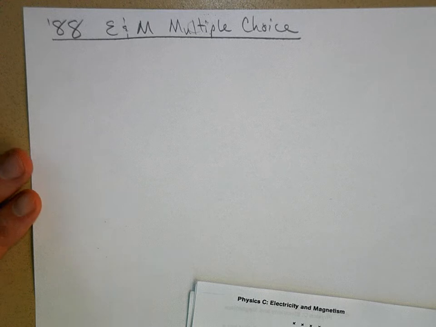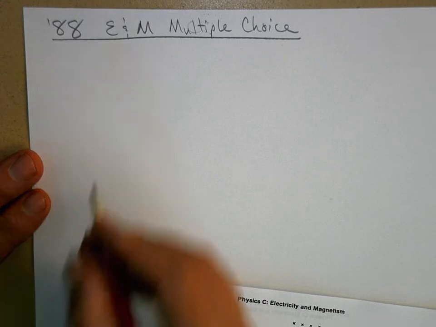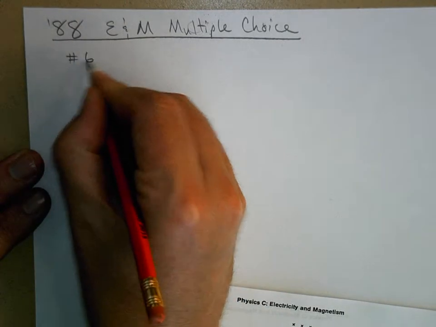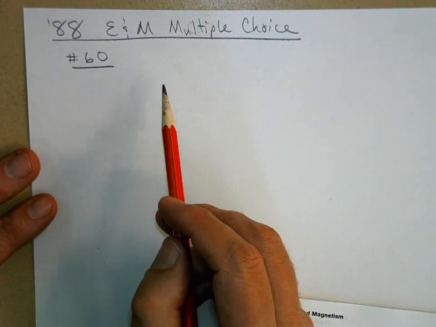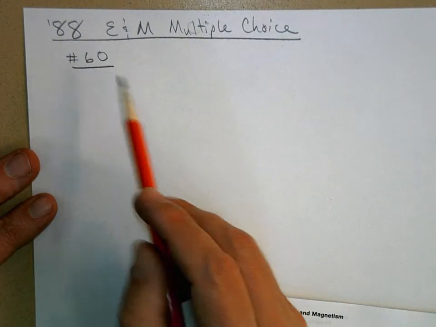Let's do problem number, oops, I forgot to put the problem number on there, number 60? Yeah. We're going to do problem number 60 on the E&M multiple choice test from 1988. And so here it is.